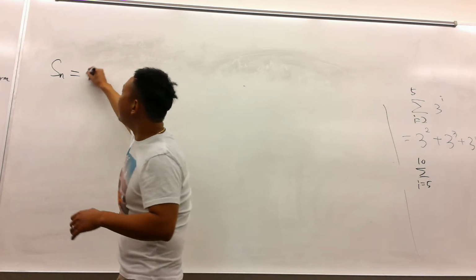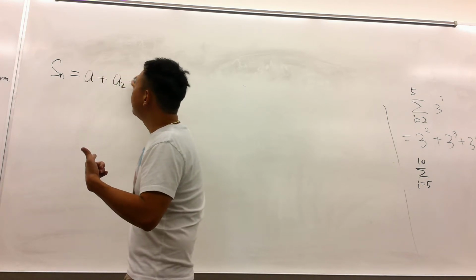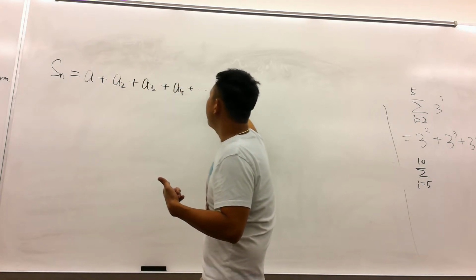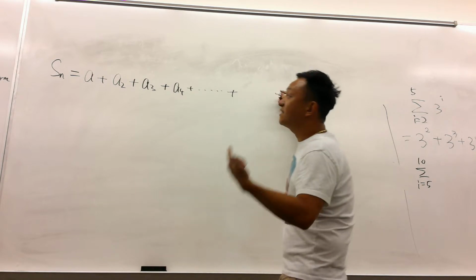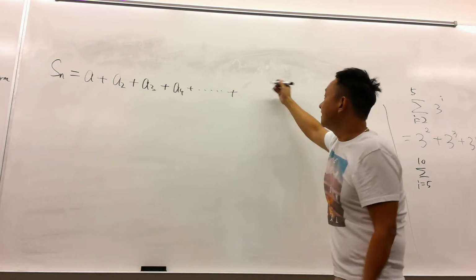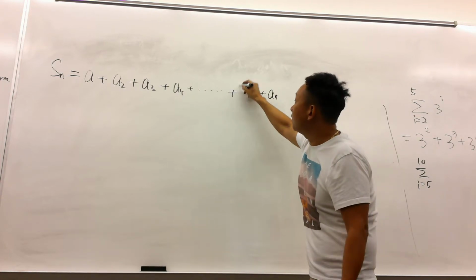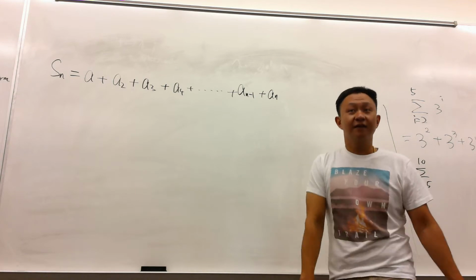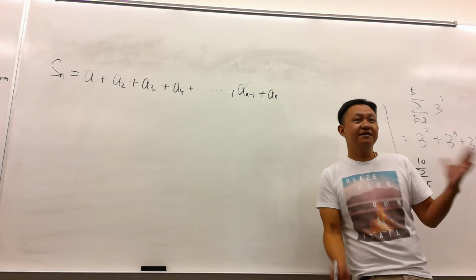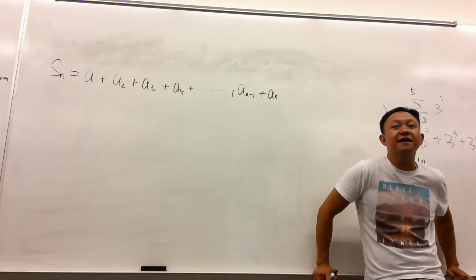It is A, that's the first term, plus the second term, plus the third term, plus the fourth term, plus and so on, plus what? What's the last term that we need to add? A sub n. The last term is A sub n, and then what's the previous term? A sub n minus 1. You know what I'm doing, right? That's just the definition of the first n sum.